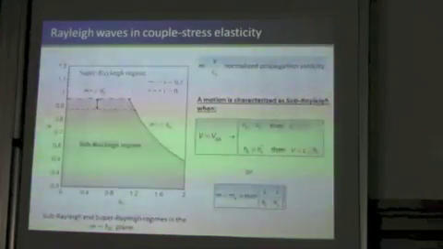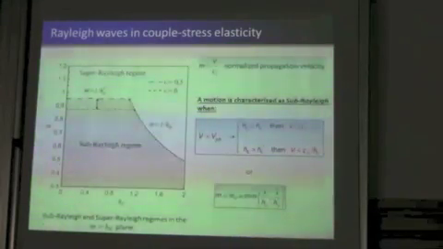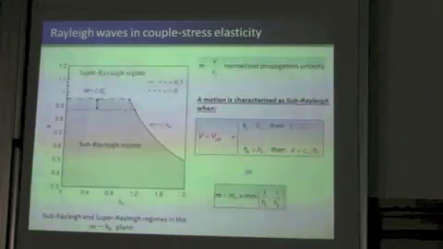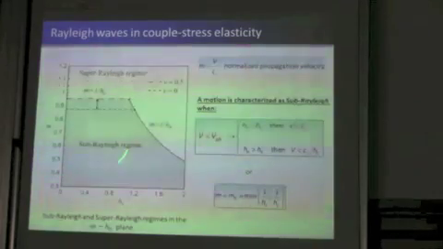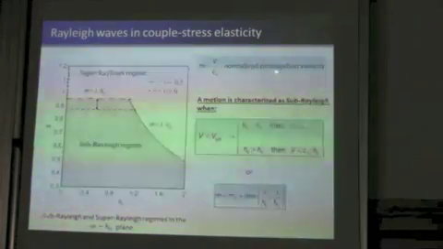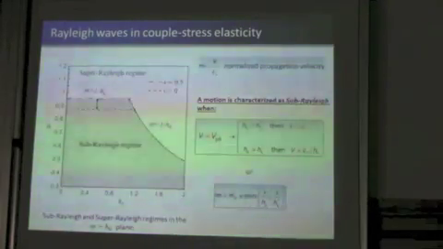Now, based on the previous results, we can define the range of the sub-Rayleigh regime, because our crack will propagate with a constant sub-Rayleigh velocity. As here in this graph, we see the sub-Rayleigh regime. M here is the normalized propagation velocity. V will be the velocity of the crack, normalized with respect to the classical shear wave velocity.